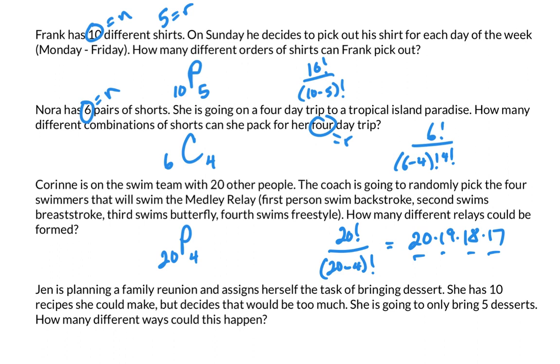Jen is planning a family reunion and assigns herself the task of bringing dessert. She has 10 recipes she could make. She decides that would be too much. She's going to only bring 5 desserts. How many different ways could that happen? Well, in this case, of course, we don't really care what order. There's nothing special about the first dessert. So we would just say this is a combination of 10 choosing 5. And again, if you wanted to use the formula, it'd say the total, then 10 minus what we're picking, and then 5 factorial.